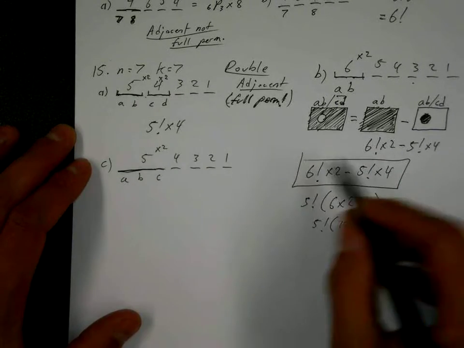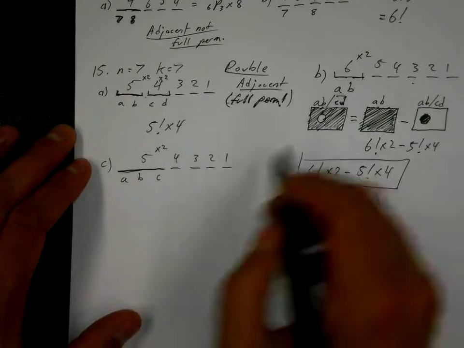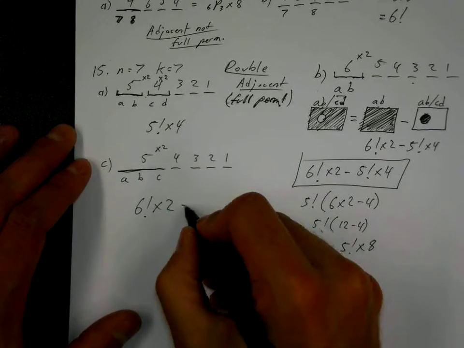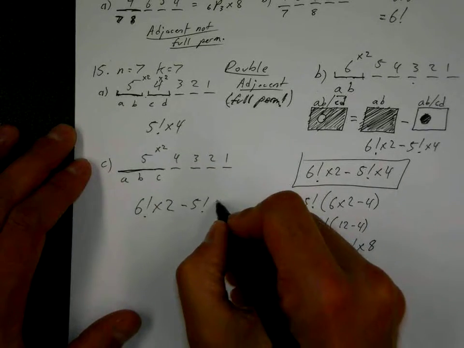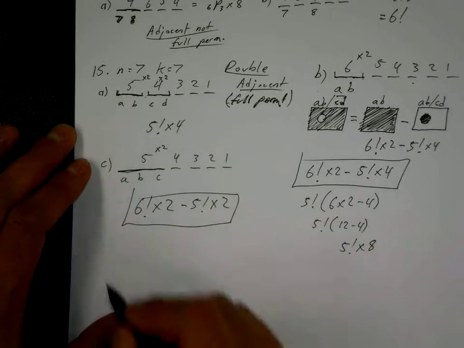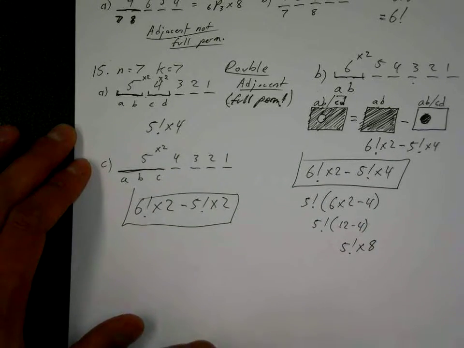So to get the not case again, I'm going to take my universe, which was starting with AB, which was AB adjacent. So 6 factorial times 2, and I'm going to subtract this new one, which is 5 factorial times 2. So again, this answer should be good enough. If it really wants you to factor that out.